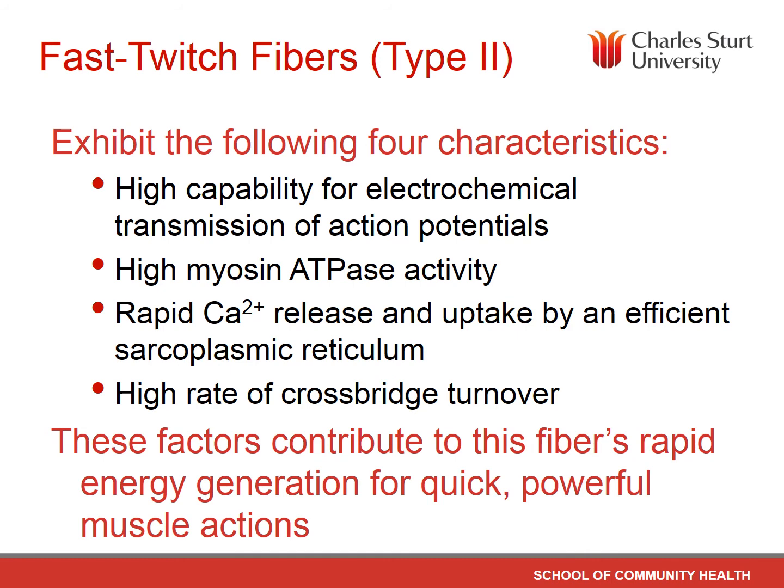If we consider that they're generating more force, that means they need more actin and myosin cross bridges, and these are occurring at a very, very fast rate. So actin and myosin are binding together, then releasing and binding and releasing at a much faster rate than in a slow twitch muscle fiber. And we also have a rapid release of calcium from the sarcoplasmic reticulum, and also a very efficient uptake in between muscle contractions. Now, these factors contribute to this fiber's rapid energy generation for quick, powerful muscle actions.